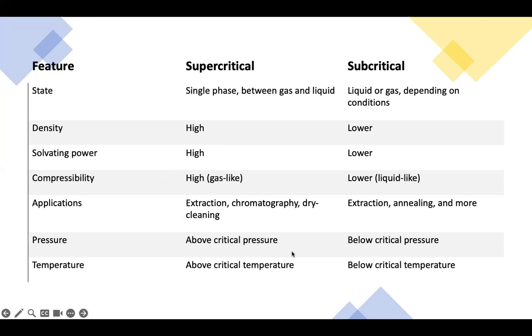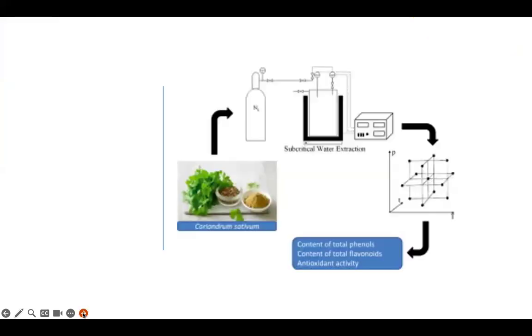So above critical pressure, below, this one below critical pressure and temperature. Okay. So this is the setup. So this is, for example, the extraction of flavonoids, phenols, antioxidant. Okay, so this is the usage of subcritical water, and the water is heated up until just below the critical point, as well as pressure.